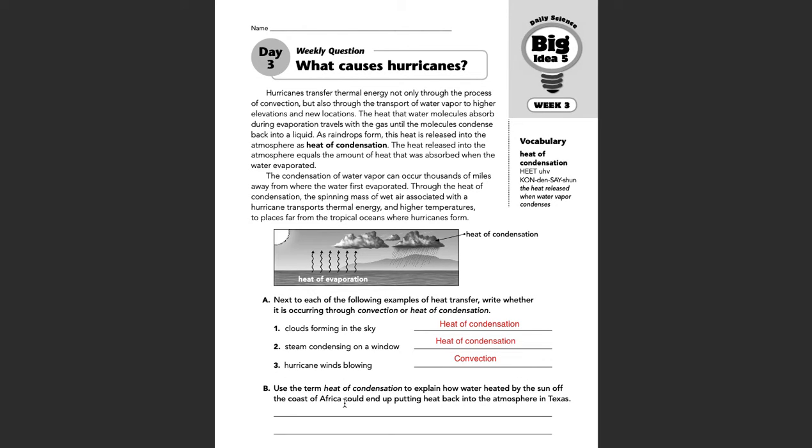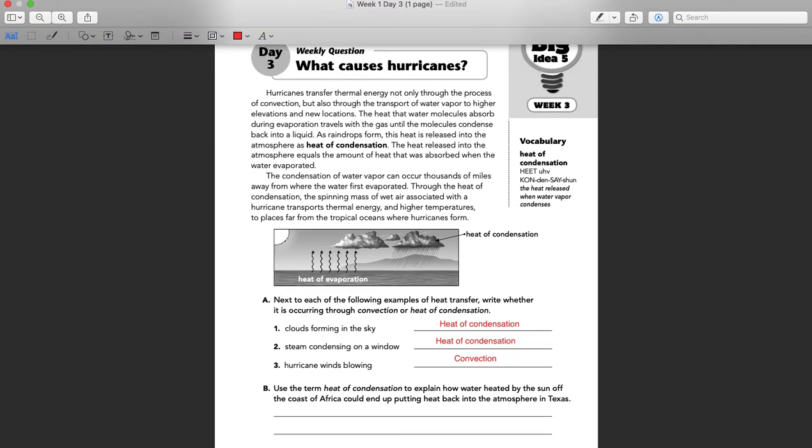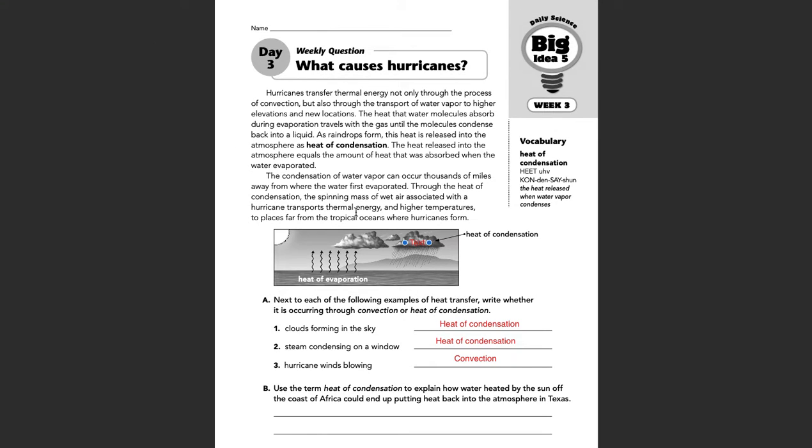Use the term heat of condensation to explain how water heated by the sun off the coast of Africa could end up putting heat back into the atmosphere in Texas. Okay, so I have a response for you guys. Just follow along with me if you can.